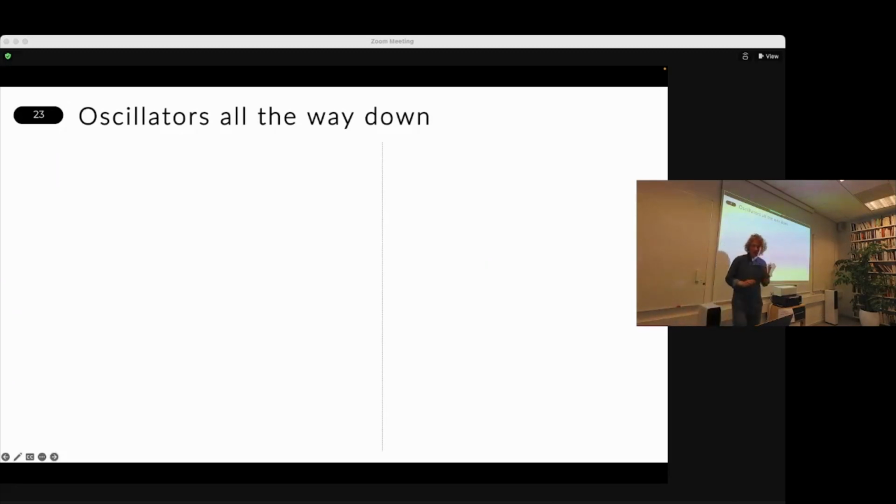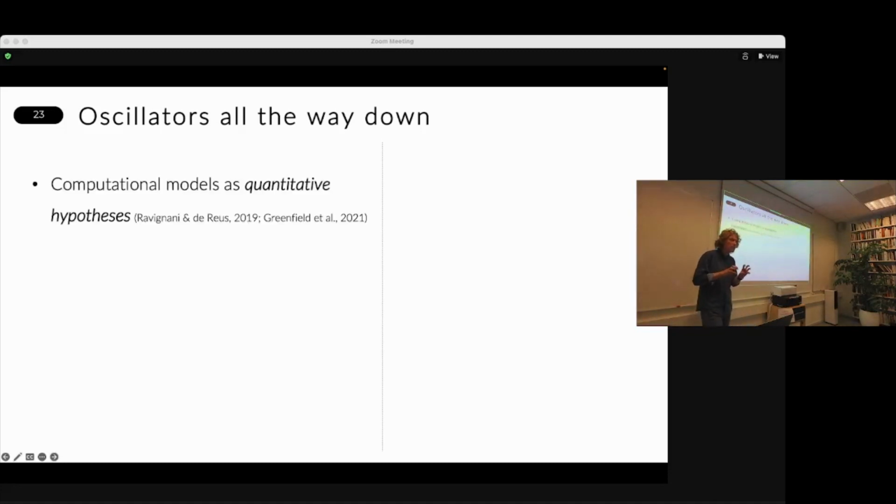But what most of these models have in common, so we also found some models that don't use oscillator dynamics, but most of them do. And what we can do with computational models of turn-taking is to use them as a quantitative hypothesis about what the hypothesis space looks like. So it's a process of exploration of these computational aspects of turn-taking, the mathematical structure of turn-taking. What can we produce assuming quite limited computational aspects?